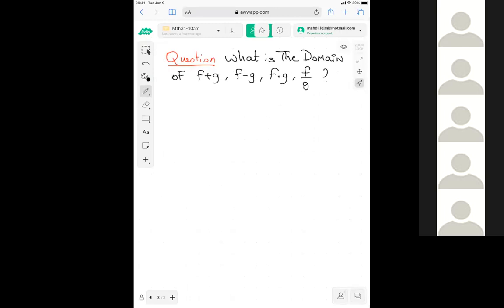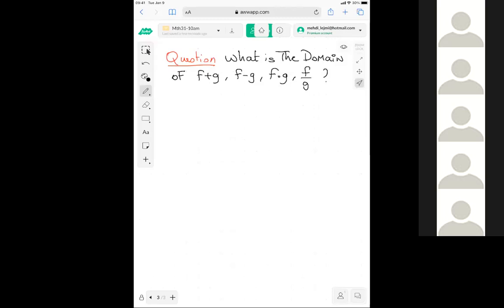We know how to find the domain of a function f, and we know how to find the domain of the function g. Now the question is, given the domain of f and the domain of g, what would be the domain of f plus g, or f minus g, etc.?